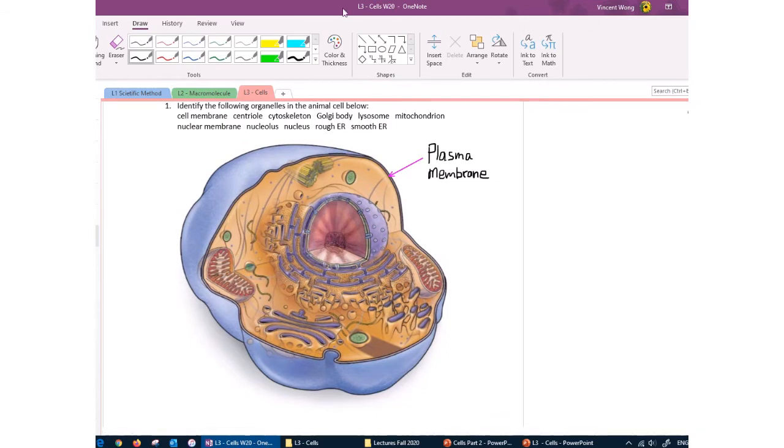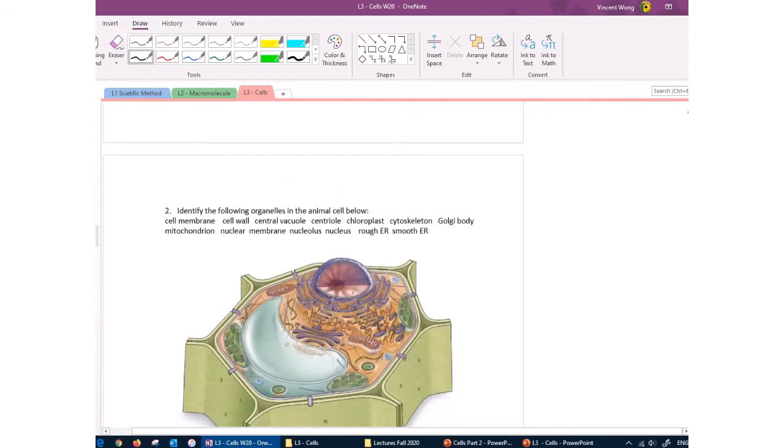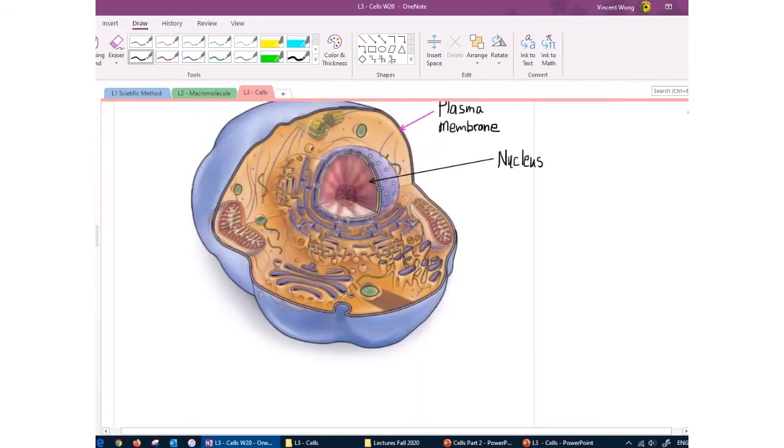In the center of this cell, you will see the nucleus. Okay, so this whole thing is the nucleus, which is where you will find your genetic material. Not all cells are going to have the nucleus, right? Only the eukaryotic cells will have a nucleus. So animal cells have a nucleus, and over here we can see the plant cells also have a nucleus.